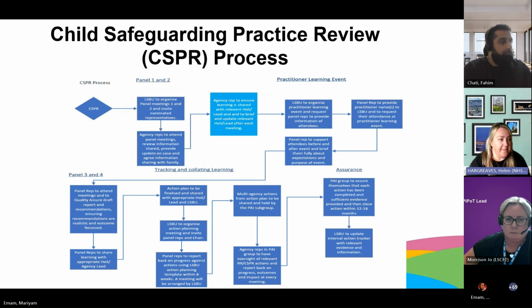It's the responsibility of the statutory partners to identify individual panel members who may be relevant or have information that will help provide learning for future practice. Whilst the membership of the panel will remain consistent throughout the review, it is important to note that the membership of the panels will differ for each individual CSPR. The only guarantee being that the statutory partners will be present in each review.